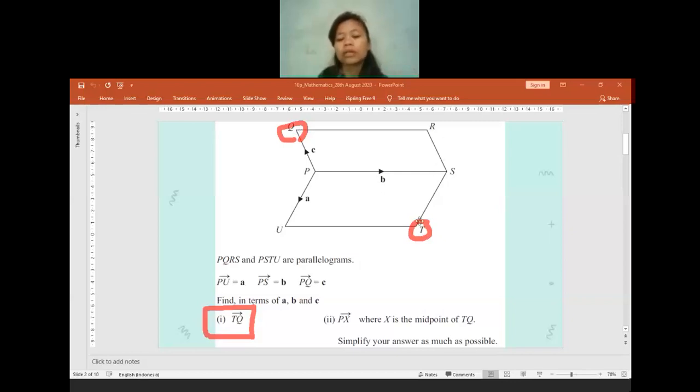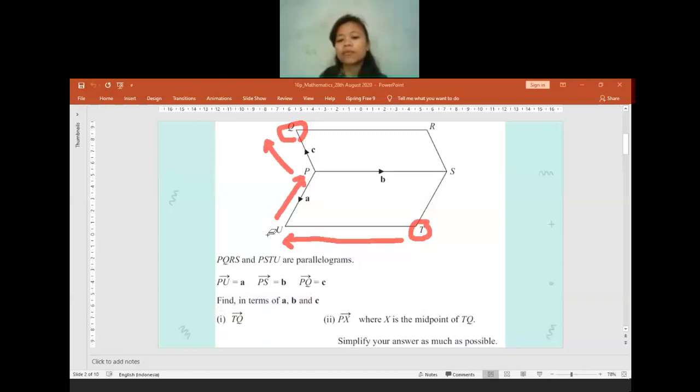Yeah, so we start from T, go to U. After we go to U, we go to P. After we go to P, we go to Q. Is there anyone who gets confused or maybe disagrees with the way that I choose? Is there anyone who gets confused? No? So anyone can tell me what is vector TQ?